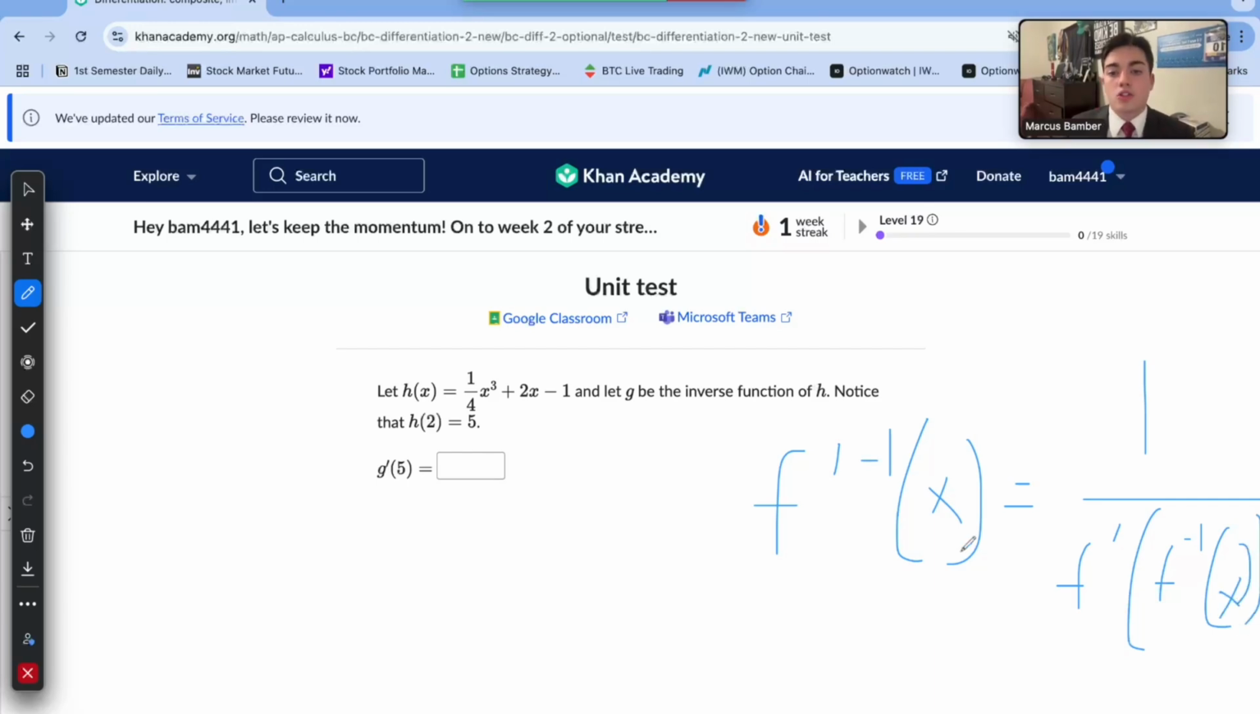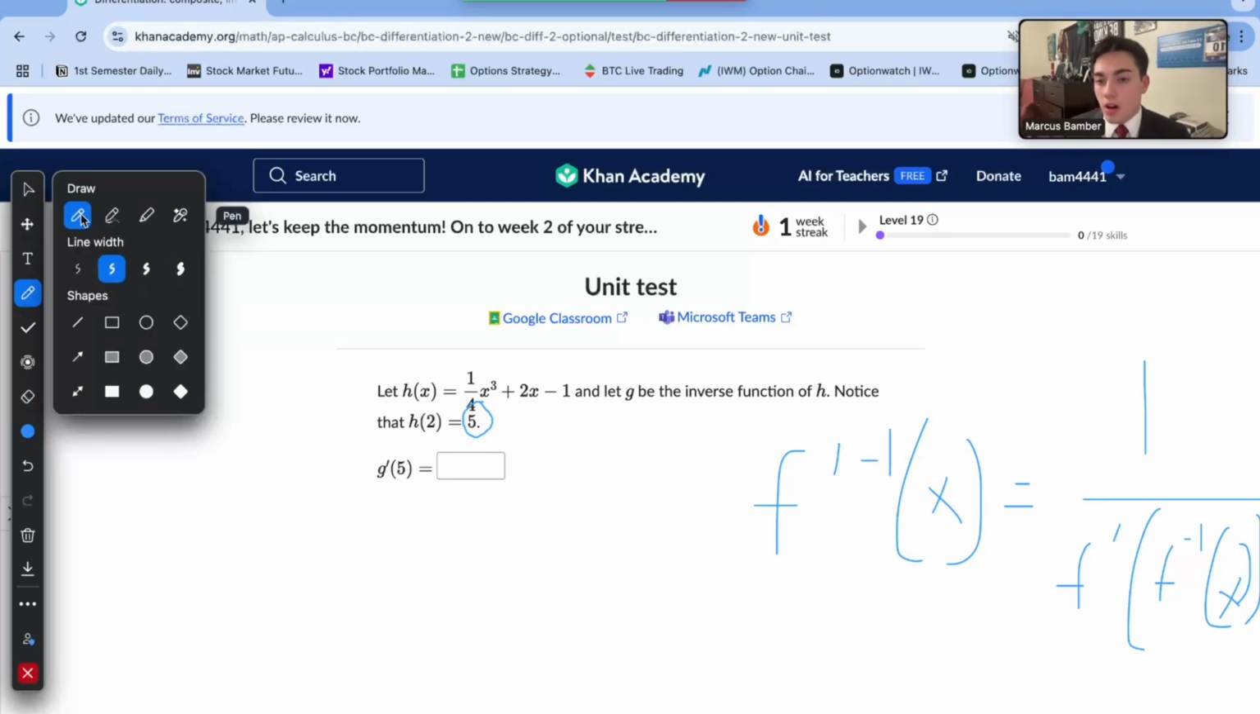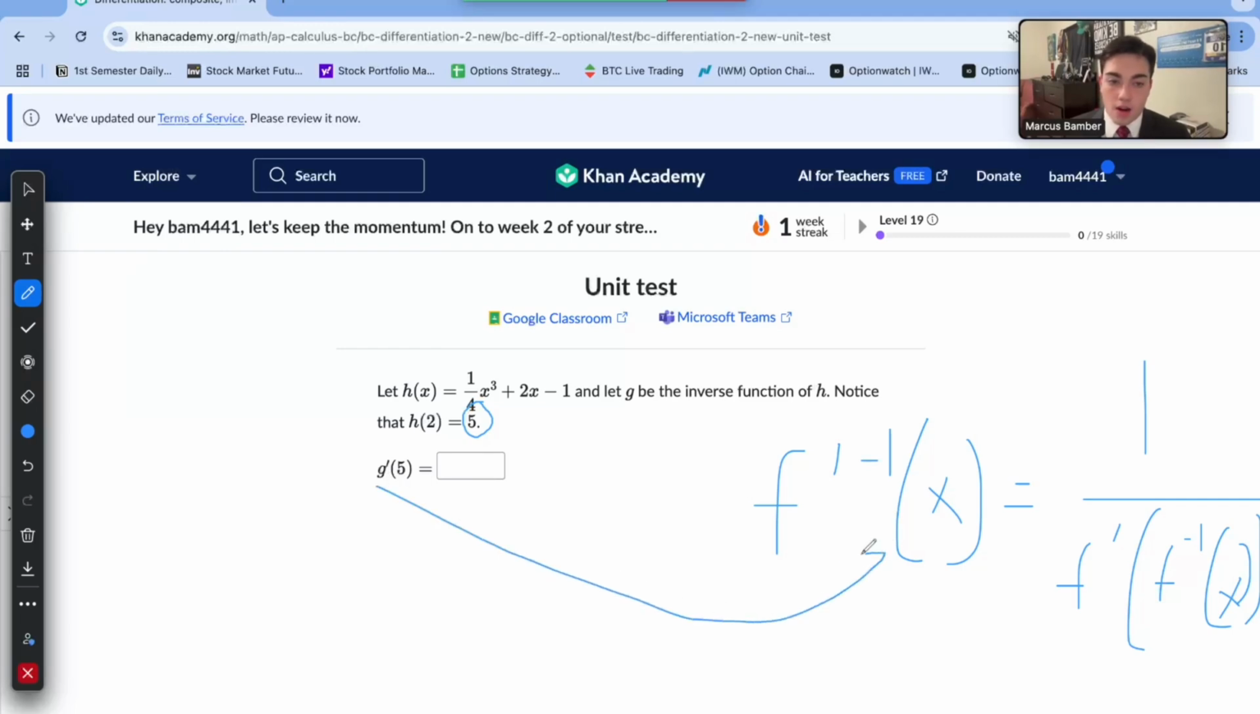So our first job is to find, okay, what is our inverse function? Our inverse function is g. So that means g of 5 is equal to 2. So that means our inner part here is 2, and then we just evaluate. Well, it's easier to just assign some values. We know that g is our inverse function, so this part is right here.